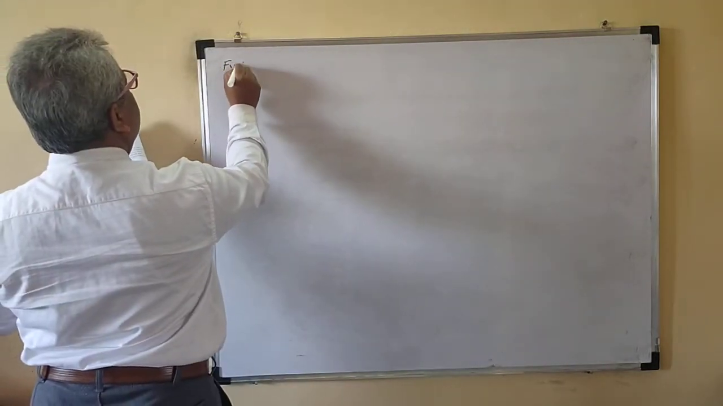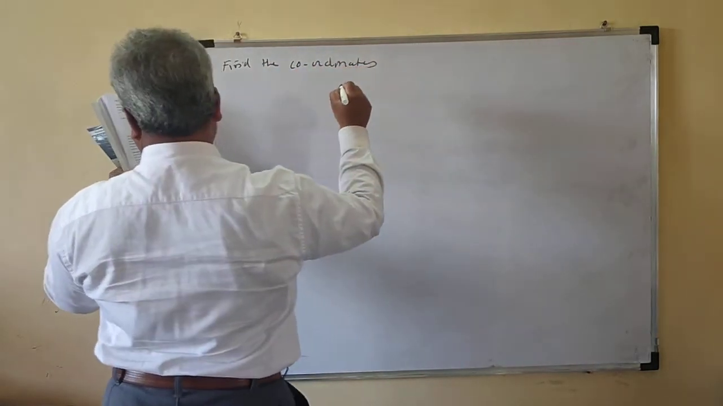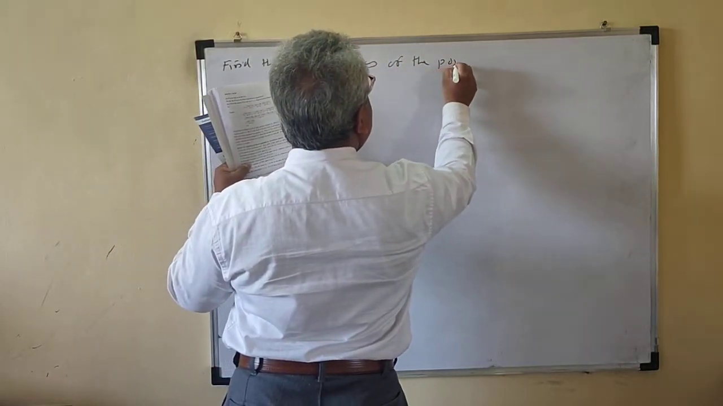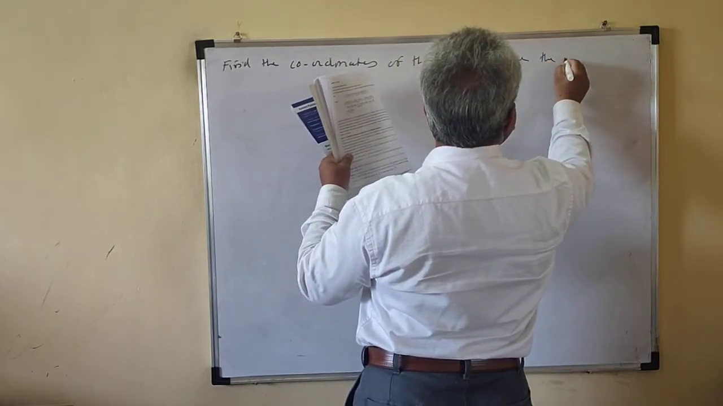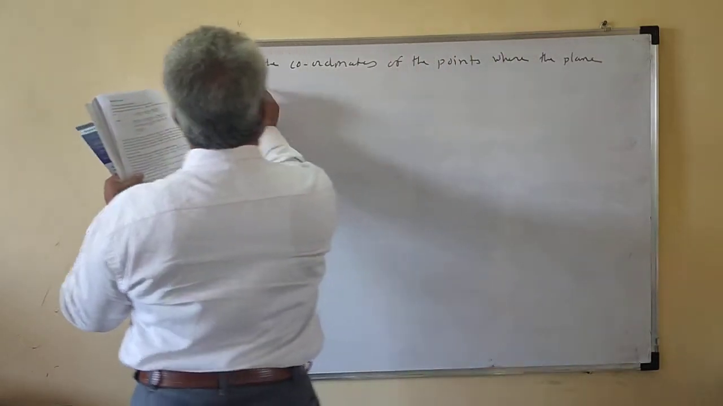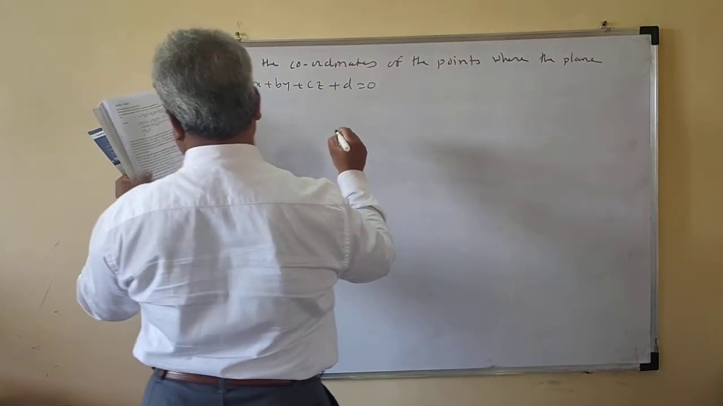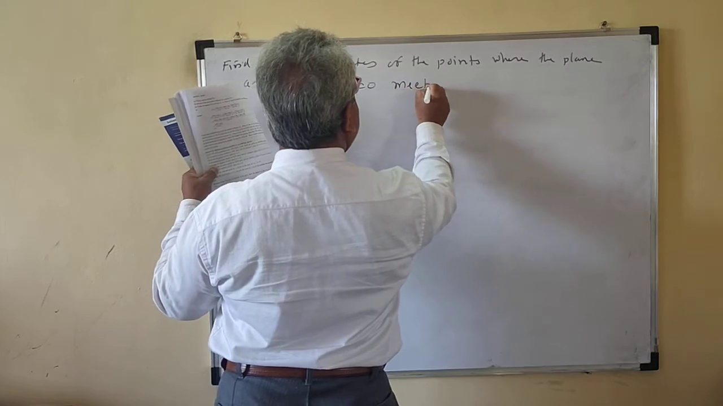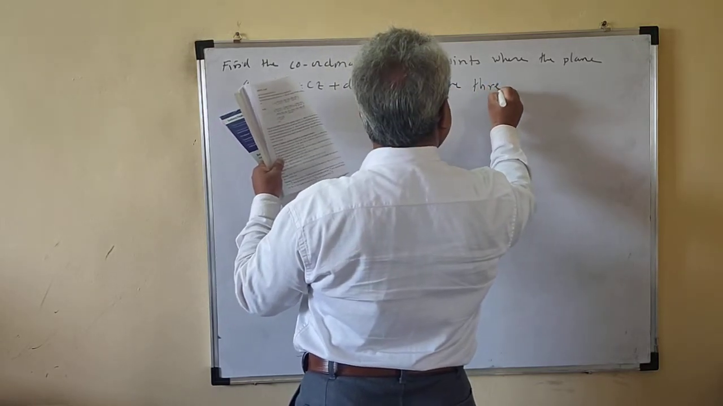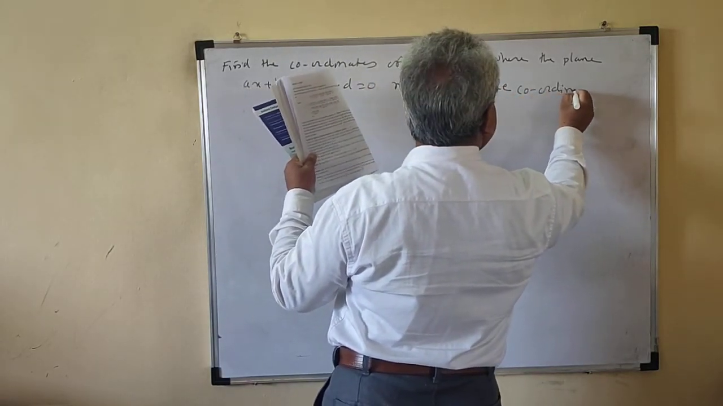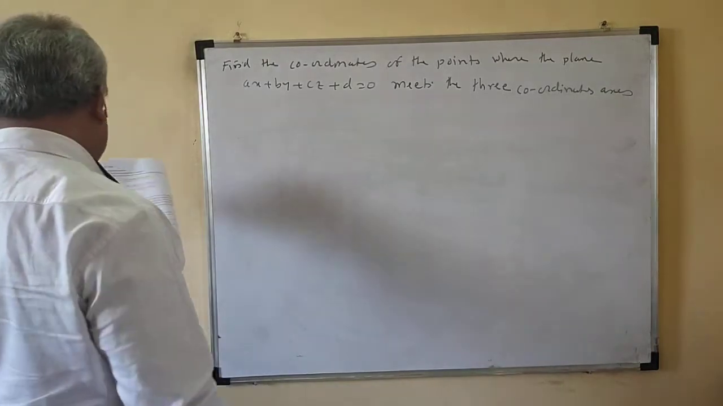Find the next problem. Find the coordinates of the points where the plane ax plus by plus cz plus d is equal to 0 meets the three coordinate axes.